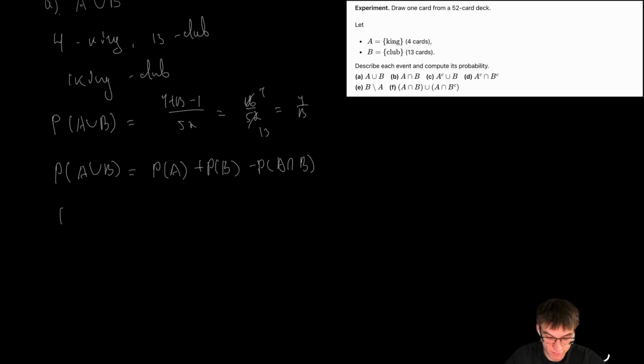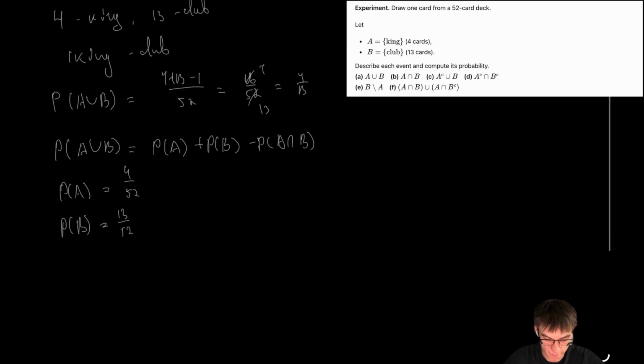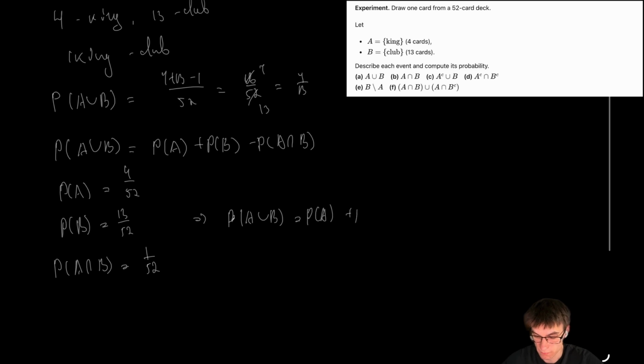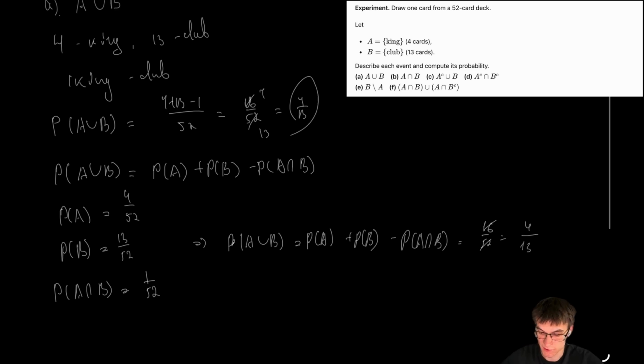So in that case, we have the probability of A equals 4 over 52, and P of B is essentially 13 over 52. And now the probability of their intersection is 1 over 52. And hence we have A union B equals the probability of event A plus probability of event B minus the intersection when they happen at the same time, which would be 16 over 52. And reducing this fraction will give you 4 over 13, essentially the same result as we got before.